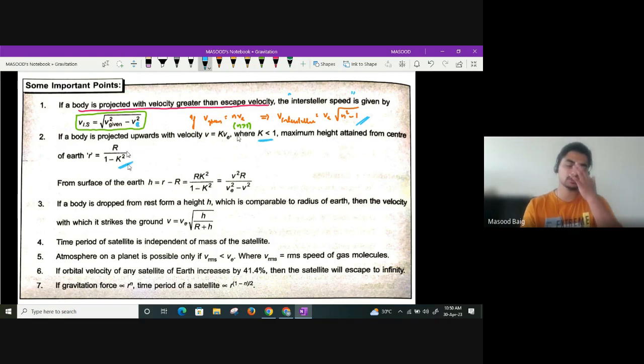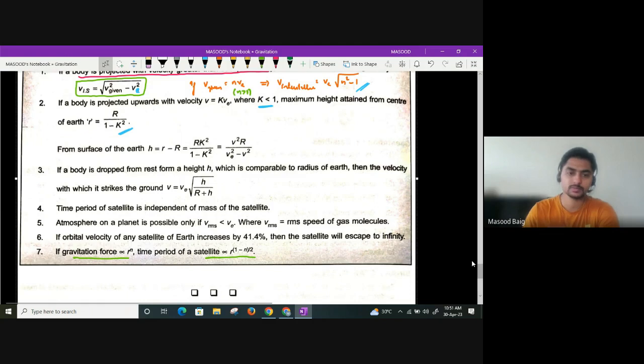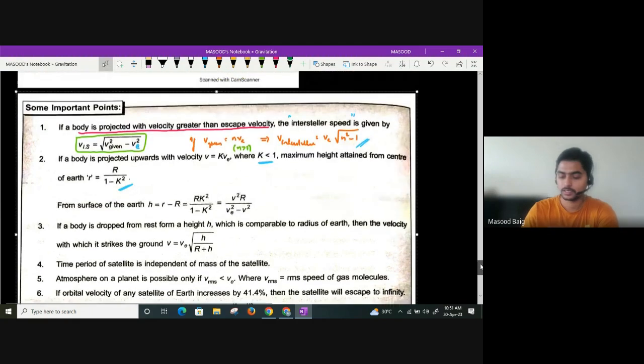We can solve the questions by using conservation of mechanical energy, guys. However, I think these points are not that essential again. One point which is essential is the last point. Usually gravitational force varies as inversely proportional to r square. If gravitational force is varying as proportional to r power n, then time period will vary as r power 1 minus n divided by 2, guys. So these are some basic points that you should remember in gravitation.